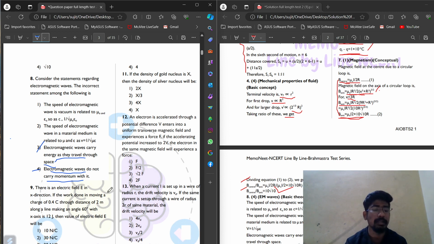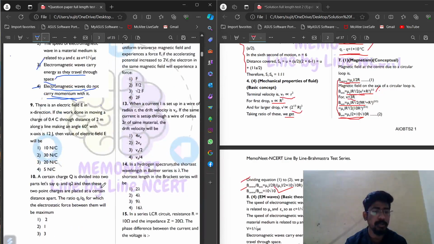So that means it is said that they do not carry any amount of momentum. Okay. Now moving on to the next question, that is from electrostatics also.